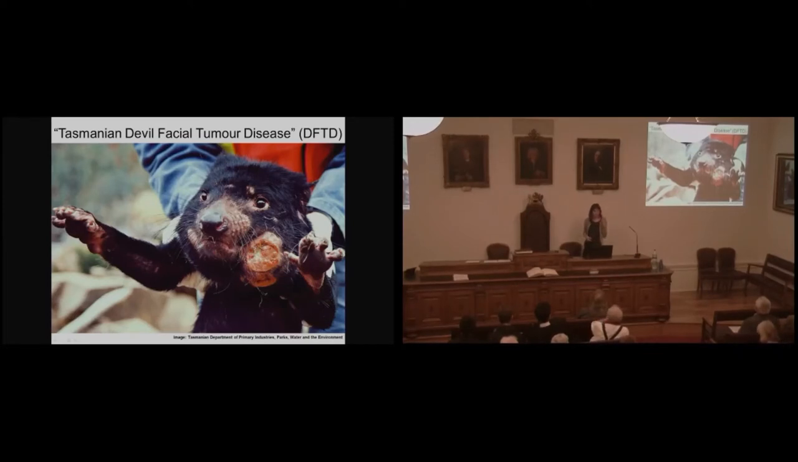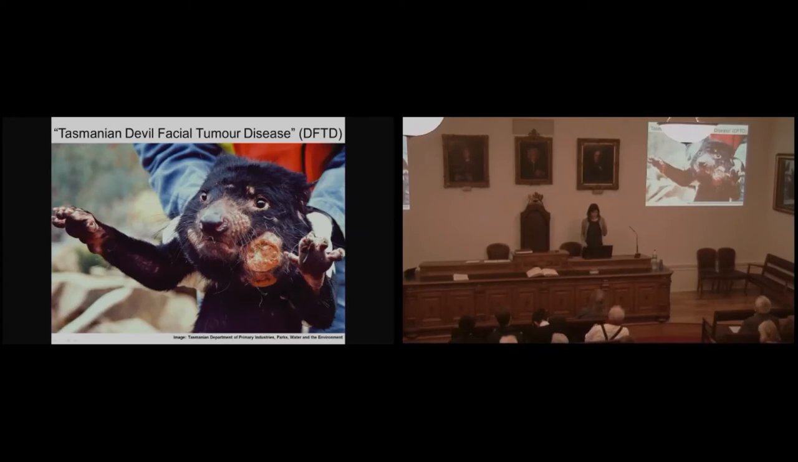So these tumours usually start as fairly small nodules, and then they rapidly progress into being these large ulcerated masses that you can see here. And they frequently metastasize, which means they spread to different parts of the body, and they usually kill the devils within a few months of the appearance of symptoms. At present, there's no cure or prevention that we have. So sadly, when you have a devil like this, it's really most likely going to die very soon.